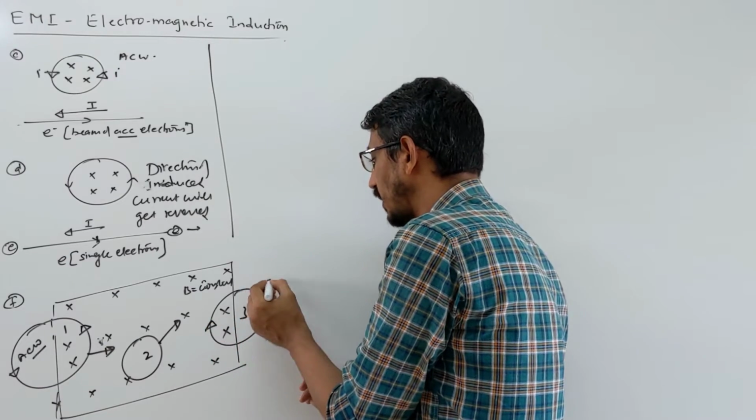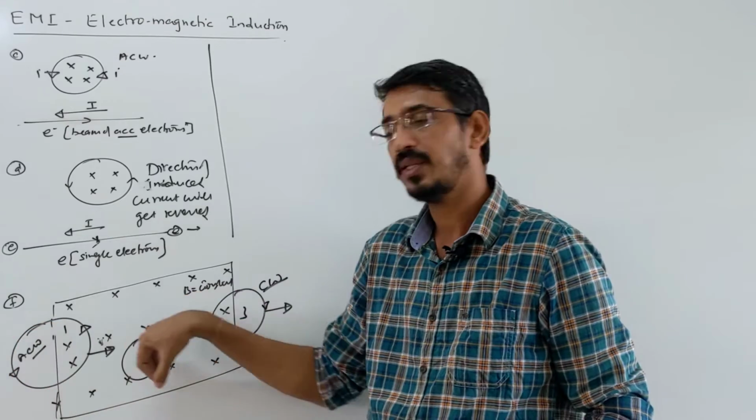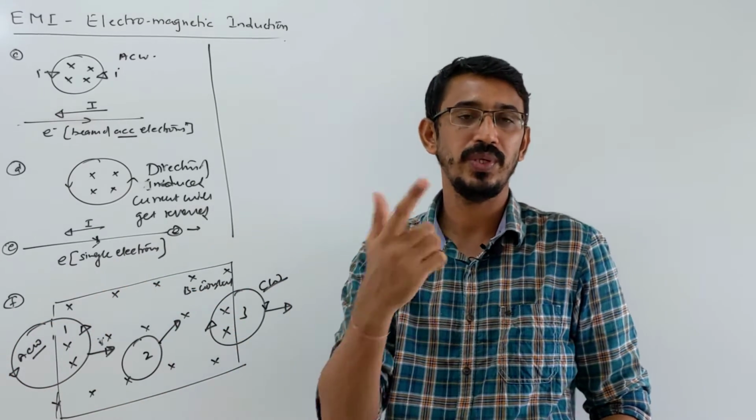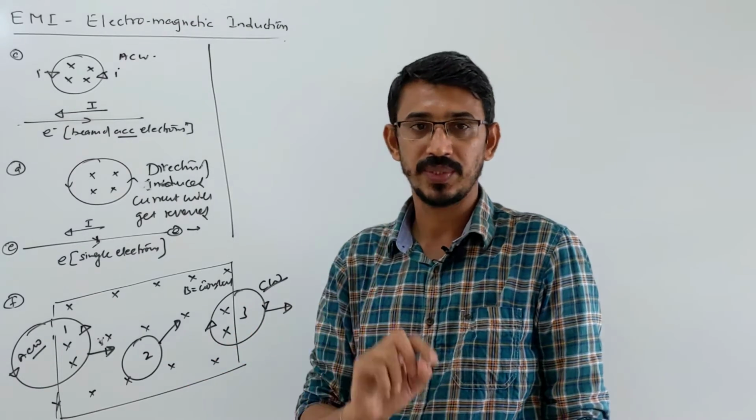So for inward flux, the direction of current should be obviously clockwise, CW. Here it is anti-clockwise, and here it is clockwise, because here flux is increasing inward, we want outward flux due to induced current. Here flux is decreasing, so we also want flux in the same direction due to induced current, right?